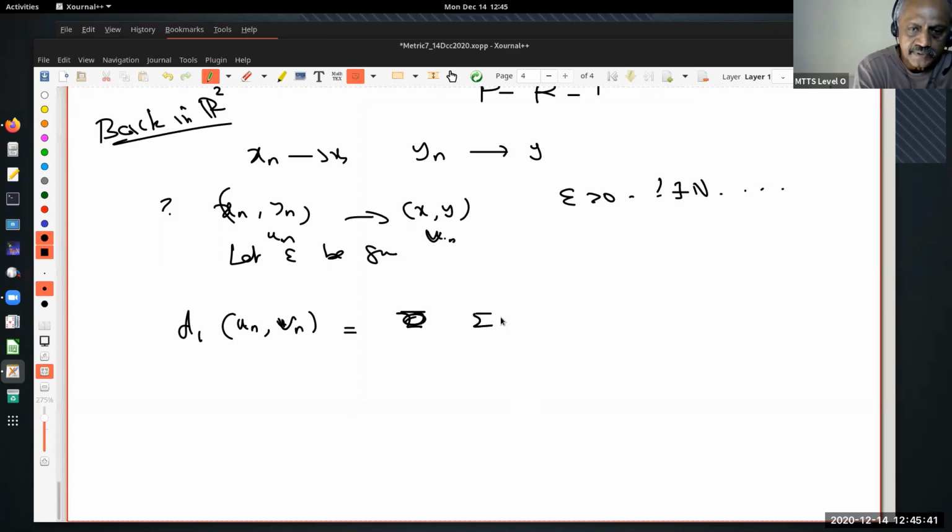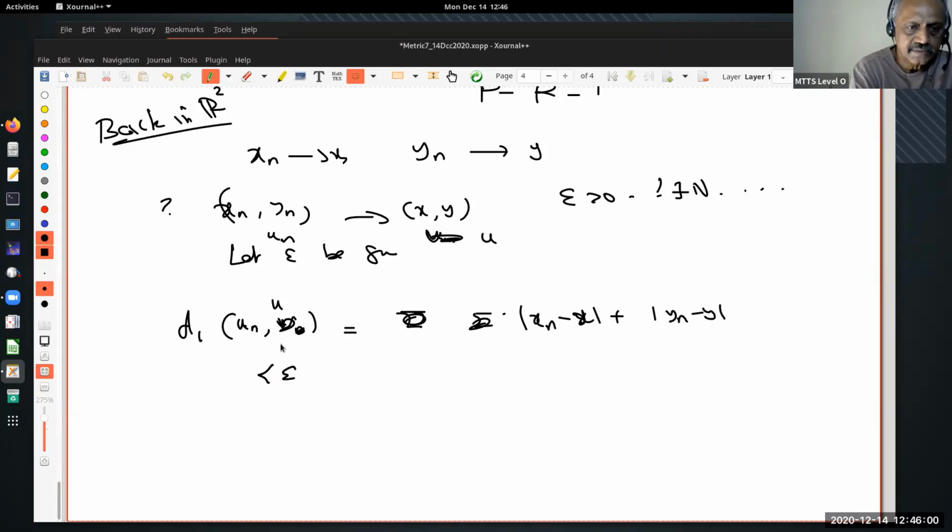The d1 metric will be the summation: mod xn minus x plus mod yn minus y. I want this to be less than epsilon. Do you understand this? I want to show un converges to u. That means I have to estimate the d1 distance between un and u. I want to show this is less than epsilon, and I know that it equals this.